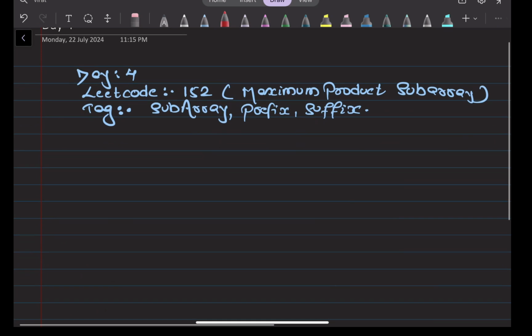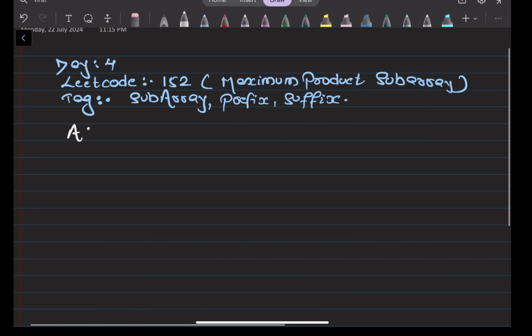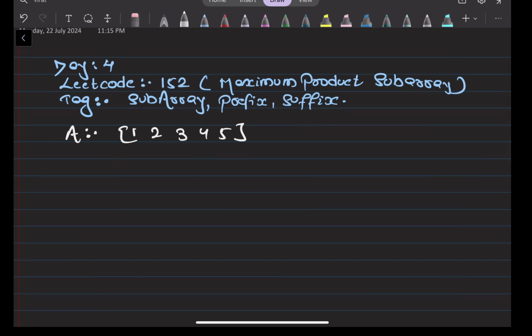Suppose one array is given to you. Let's take different examples here. Suppose one array is given to you as 1, 2, 3, 4, 5. So what will be the maximum product of subarray? First, if you talk about what a subarray is, a subarray is a part of an array which is continuous plus ordered. It means that we cannot skip any elements in between.